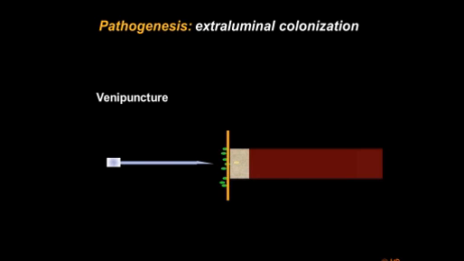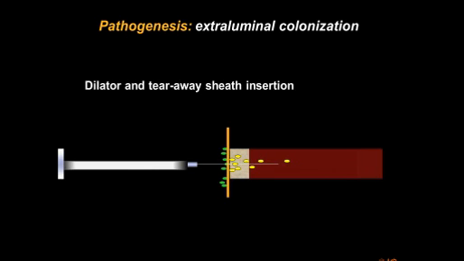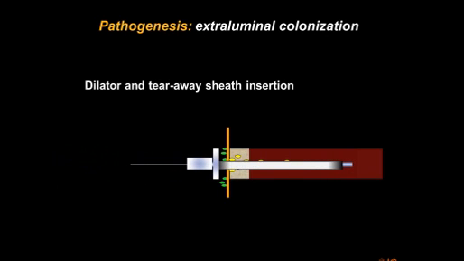Okay, so let's begin. We do the venipuncture. When the venipuncture is done, you will be taking bacteria into the subcutaneous space and into the vascular system. How many go in with this process? Again, that's up to how many you've left on the surface of the skin. We then insert the guide wire. We remove the needle. And then we place the dilator and tear-away sheath. With each one of these insertions, we are again injecting, if you will, bacteria into these tissue spaces.